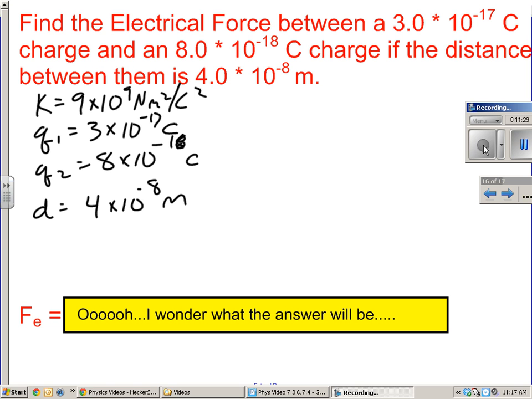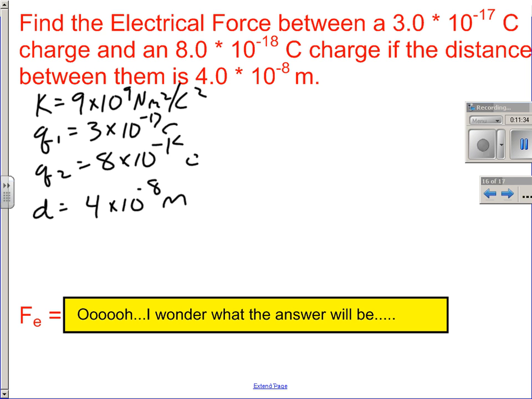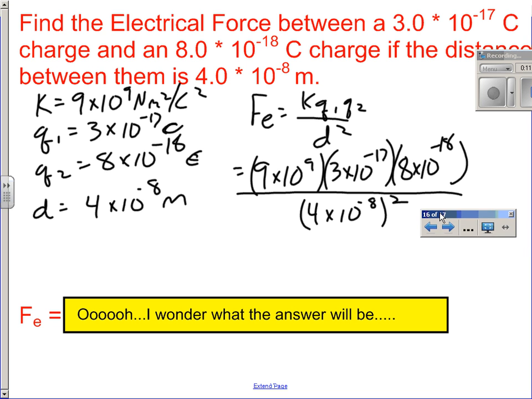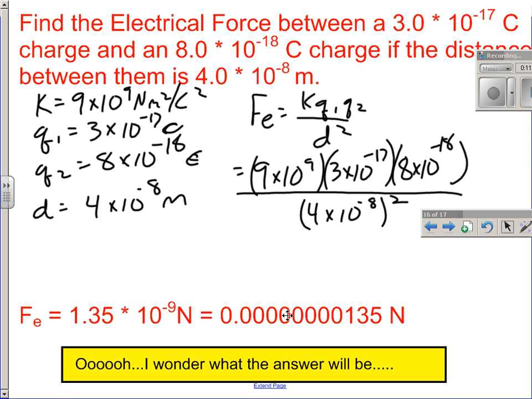So there's your given information. This is supposed to be 10 to the negative 18 Coulombs if you couldn't read that. All right, so now plug your numbers into the equation. So there's what you get if you plug in the numbers, punch that into your calculator, and if you have used your calculator correctly, you should get an answer of that. Okay, so it's a really small force, but that's because we're talking about tiny, tiny, tiny little charges on tiny, tiny, tiny little particles.